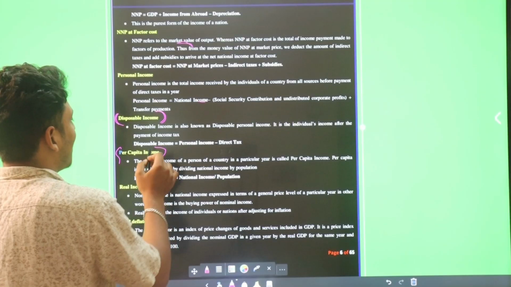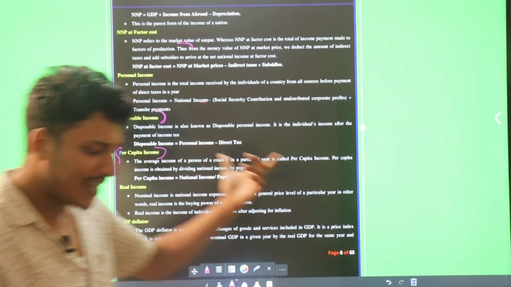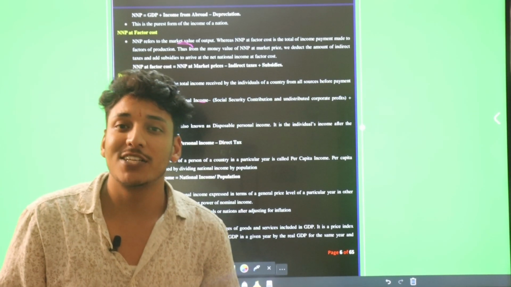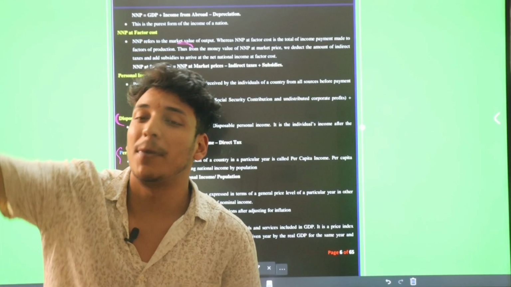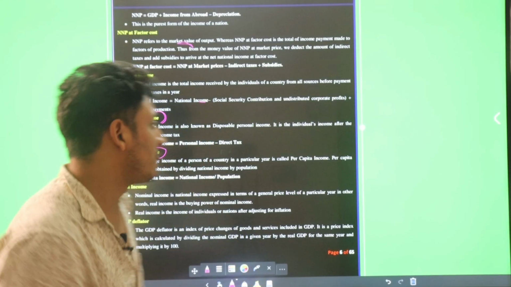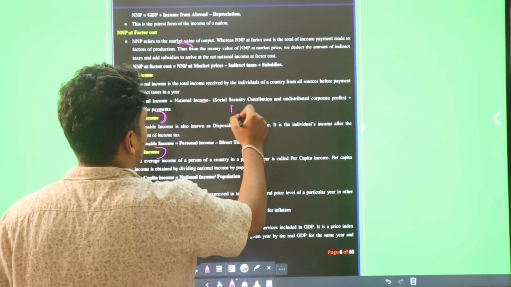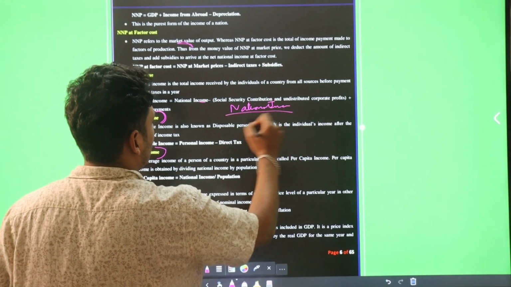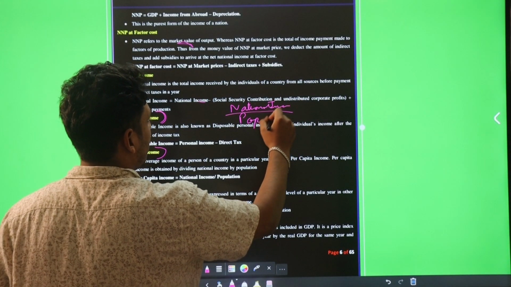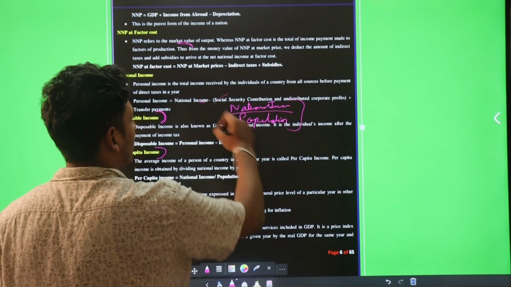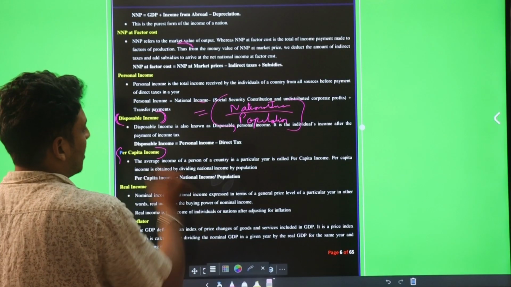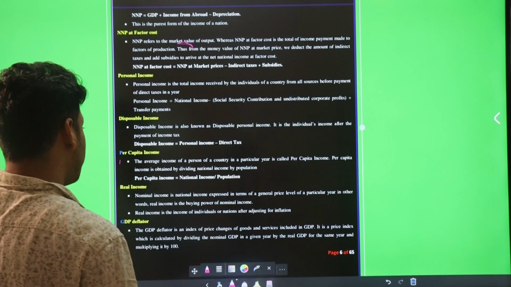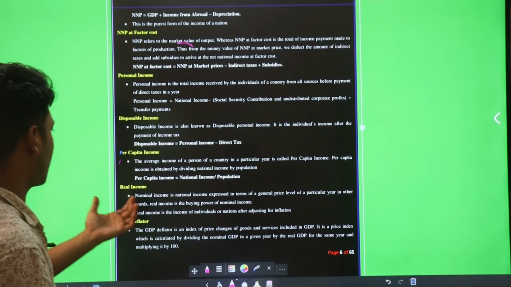Now, per capita income. Basically, per capita income is the average income of a person in a particular area. Okay, the formula of this is national income upon population of the particular area. That is your formula for finding per capita income. Okay. Now we will discuss what is real income.